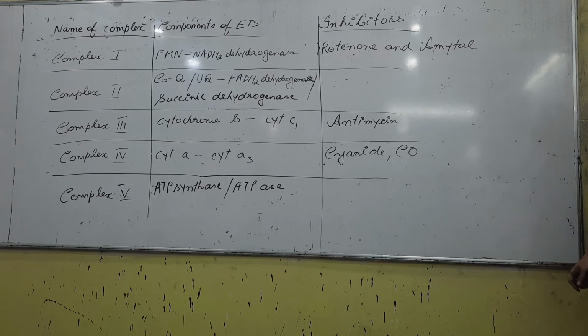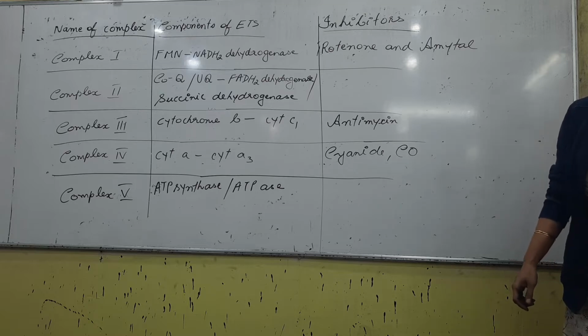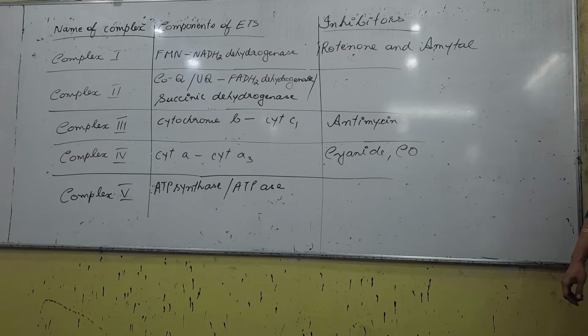So we are talking about the ETS, or the ETC. It is located in the inner mitochondrial membrane, and there are five complexes, and within each complex there are certain components. This chart talks about the components in each and every complex. If the question is asked precisely, a question may come on what components are in the first complex, or what components are in the second complex. So it is advisable that you should remember the chart.